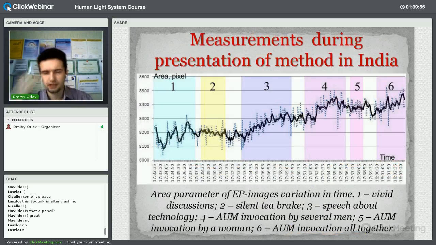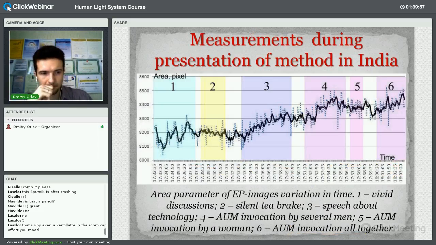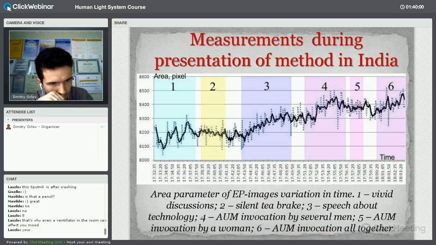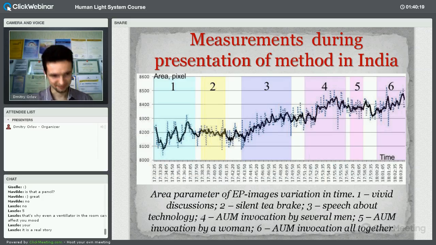Well, in 2011 I was presenting this, and someone asked whether a ventilator in the room can affect your mood. Well, I don't think that a ventilator can affect my mood, but who knows? If it's really making infrasound, then of course yes. You won't even understand that it is affecting you, but it will. It's possible.